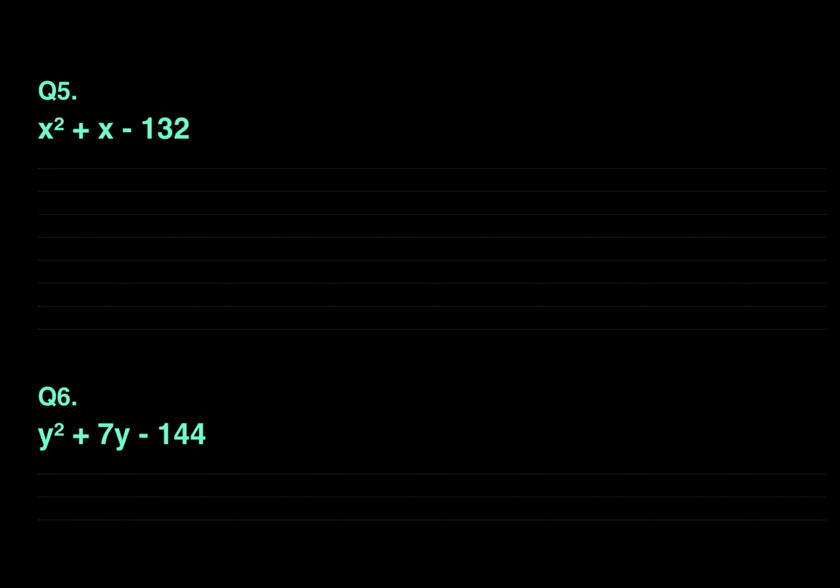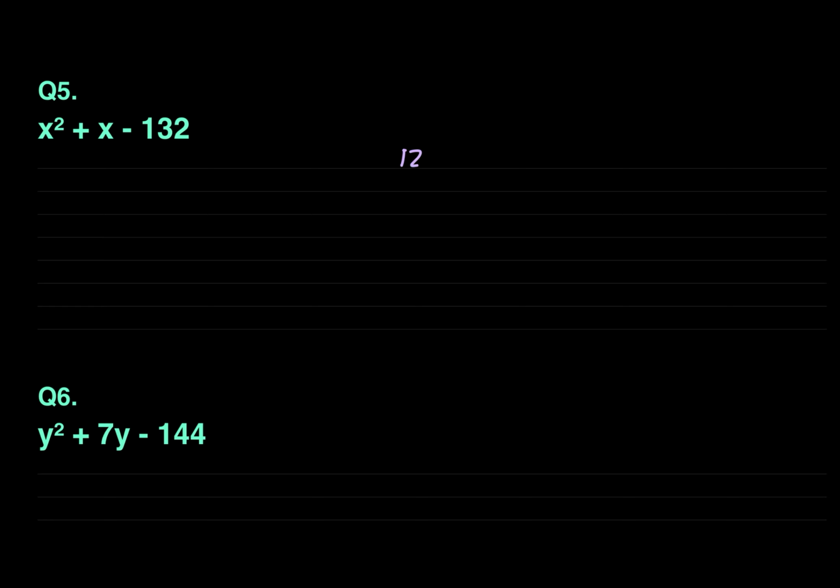Question number 5. Now look at this one. What is it we need here? We need 1. That means the numbers have to be consecutive, one after the other. Which number one after the other is going to give me 132, guys? Do you all know your tables very well? 12 into 11 is 132.